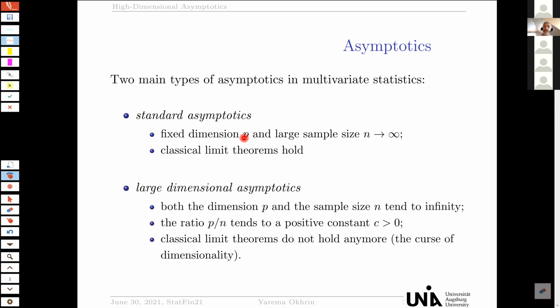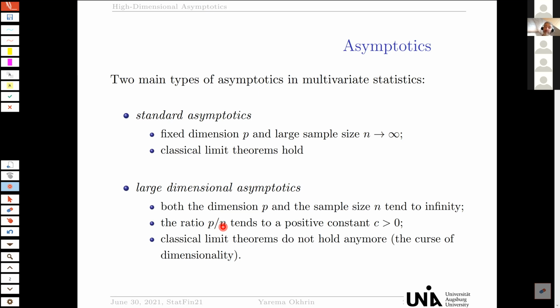Now, the problem is that if we increase our portfolio, we will automatically let our dimension p in some sense go to infinity. But simultaneously, we need to increase our sample size n in order to estimate all the parameters we have in our asset allocation problem. We have the large dimensional asymptotics if the ratio of p to n tends to a positive constant. It means that p goes to infinity, n goes to infinity, but the ratio of the dimension and the sample size goes to a positive constant c.